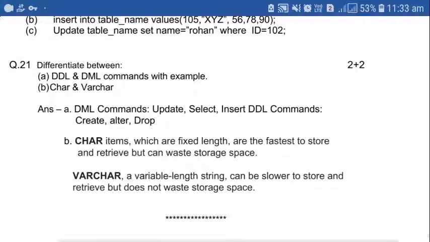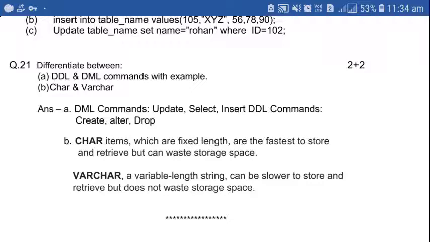Now the last question is: differentiate between DML and DDL commands, with examples. And number 2 is char and varchar. So differentiate between char and varchar. DML commands are update, select, insert, whereas DDL commands are create, alter and drop. There are so many commands, but you have to differentiate between both types of commands, DDL and DML. Whereas char, which is fixed length, is the fastest to store and retrieve but can waste storage space, whereas varchar, a variable length string, can be slower to store and retrieve but does not waste storage space.